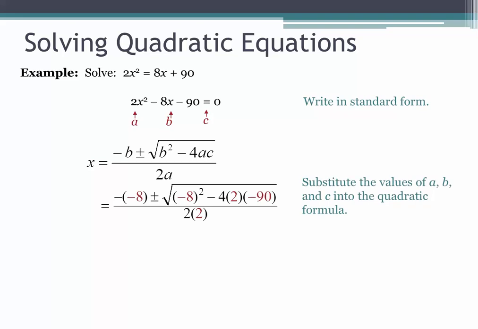The quadratic formula, which is x equals negative b plus or minus the square root of b squared minus 4 times a times c, the whole thing divided by 2a, we're going to substitute in our given values. So first we have the negative sign from the formula, and then the value of b is negative 8, so a double negative, plus or minus negative 8 squared minus 4 times 2 times negative 90, and the whole thing divided by 2 times 2.